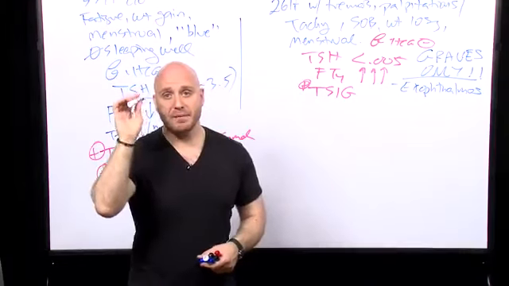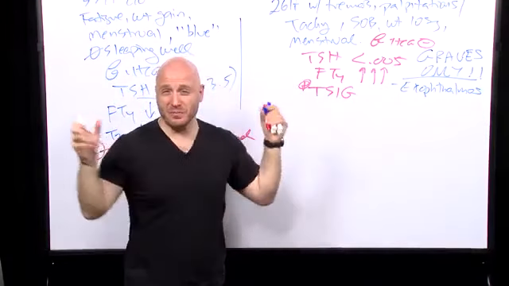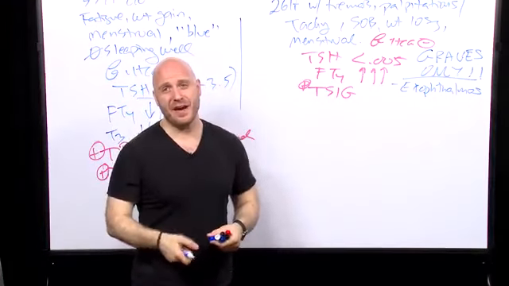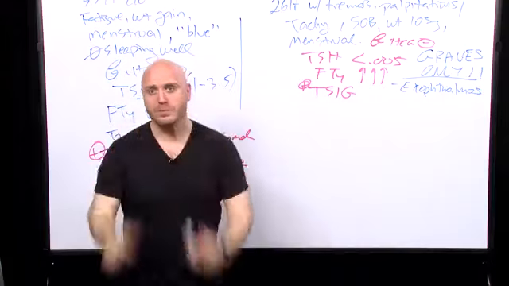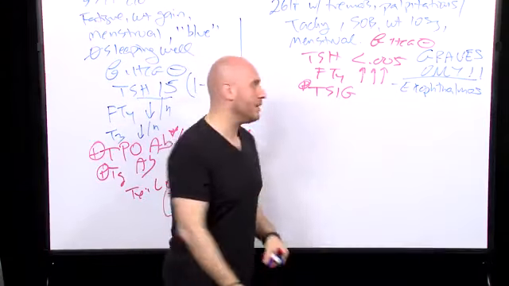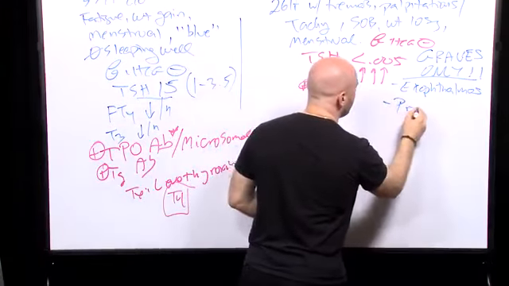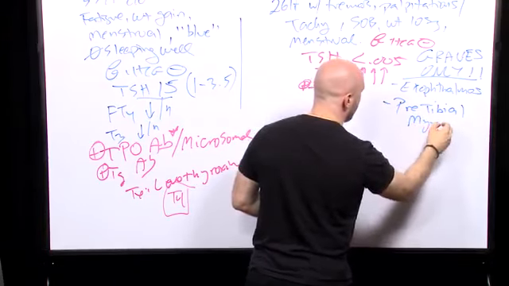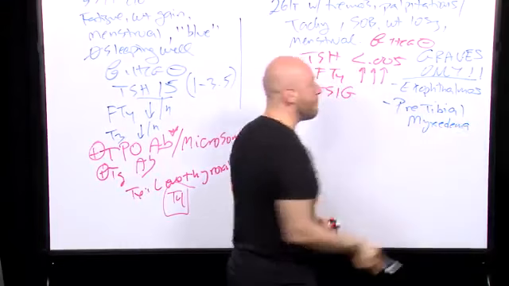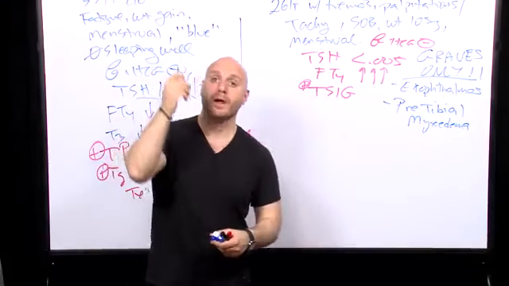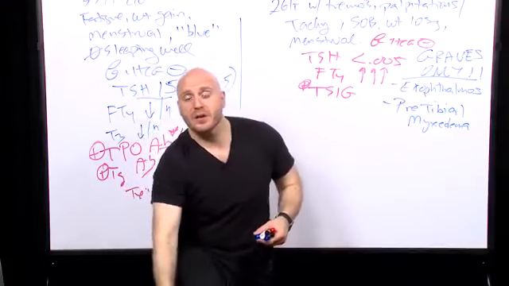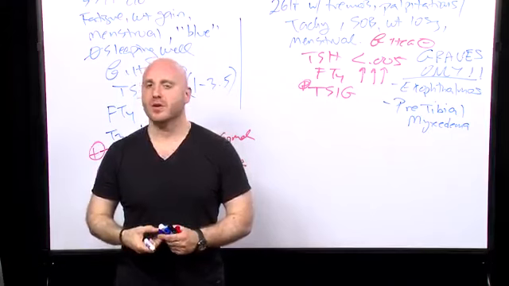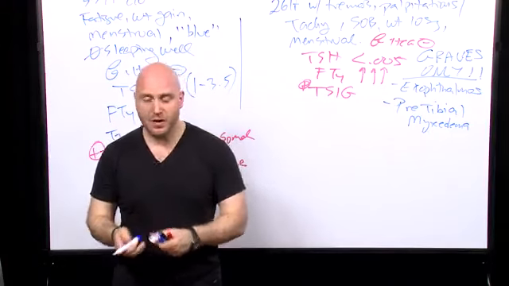If you have Graves ophthalmopathy, Graves only. It's proteoglycan deposition due to these guys. The antibodies cause macrophages to infiltrate the extraocular muscles and deposit proteoglycans and fat, making the eyes pop out. Right? That's Graves only. Pretibial myxedema, which is the exact same mechanism as ophthalmopathy, but occurs in the shin, is Graves only. Boom. Done. Graves only. Not the other causes.